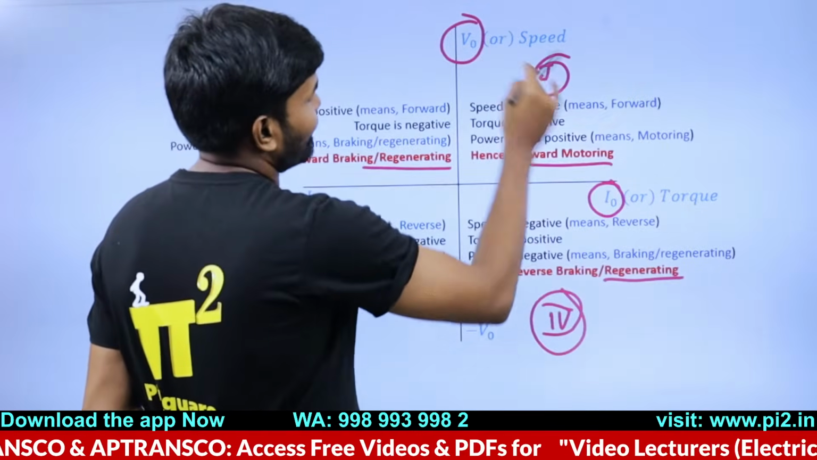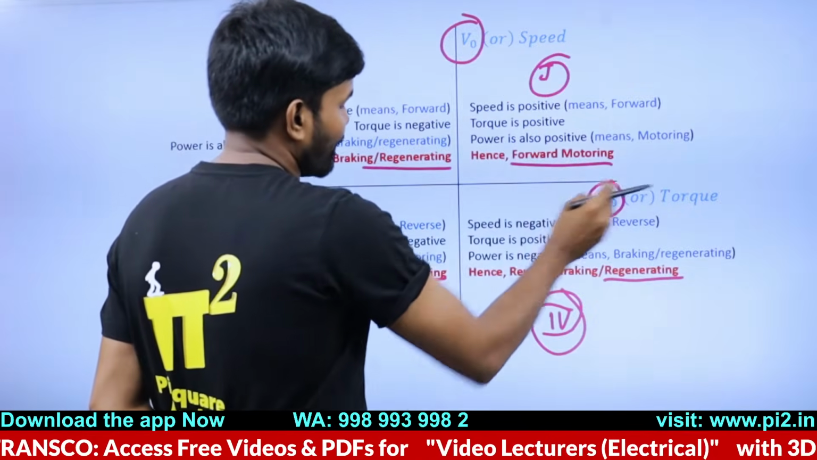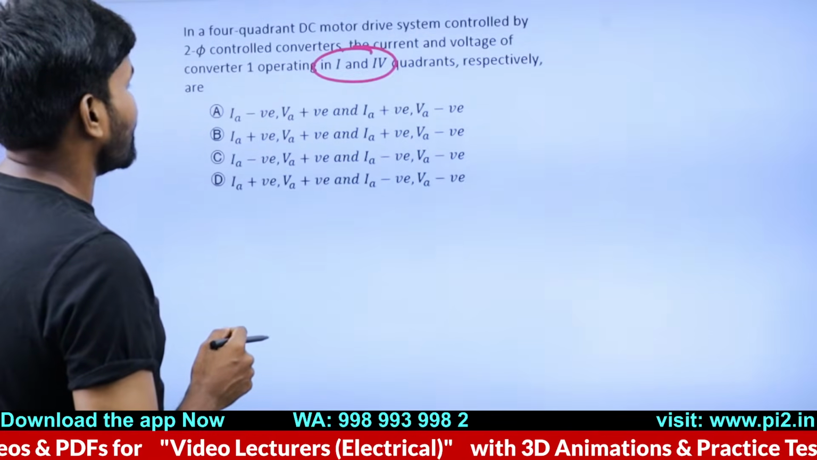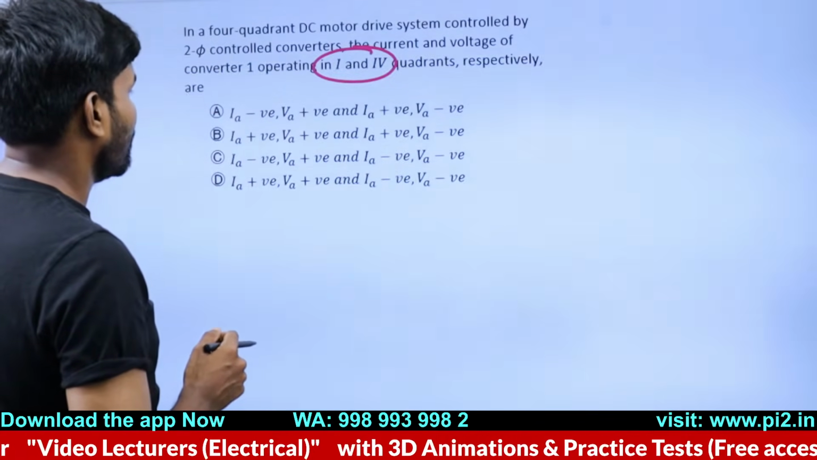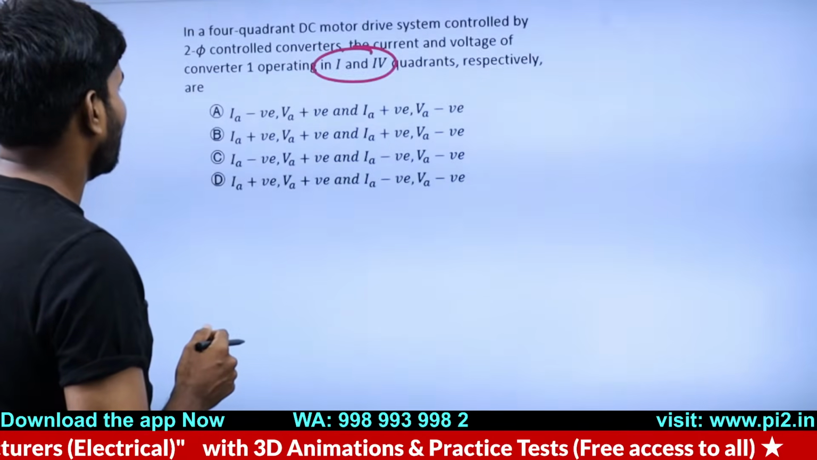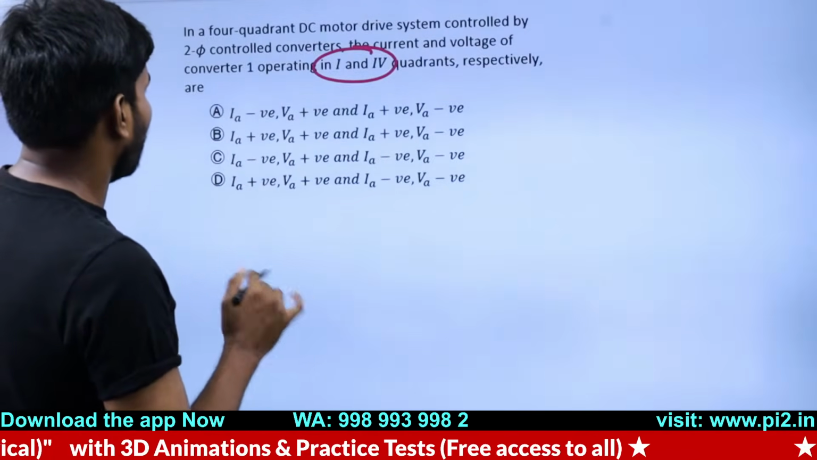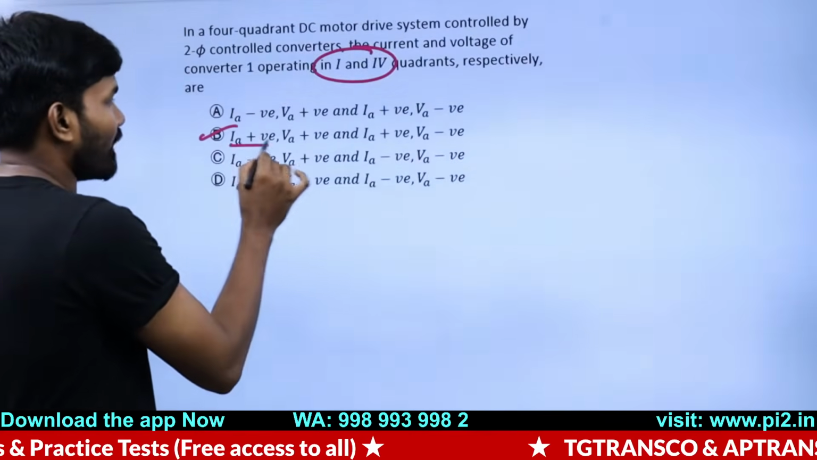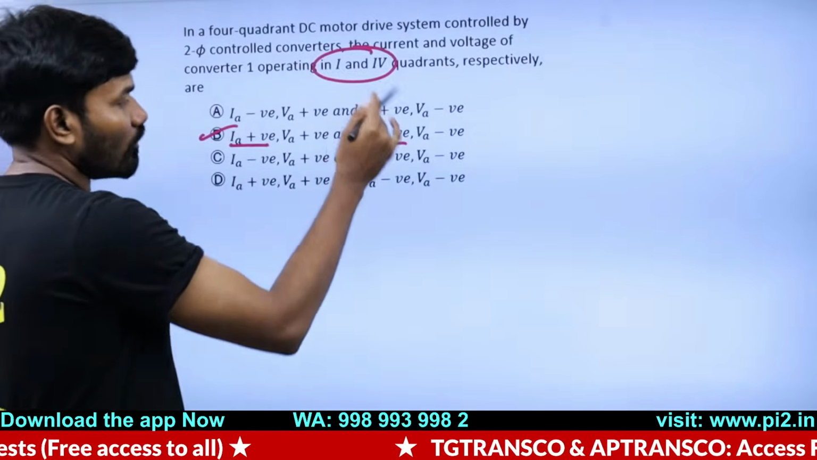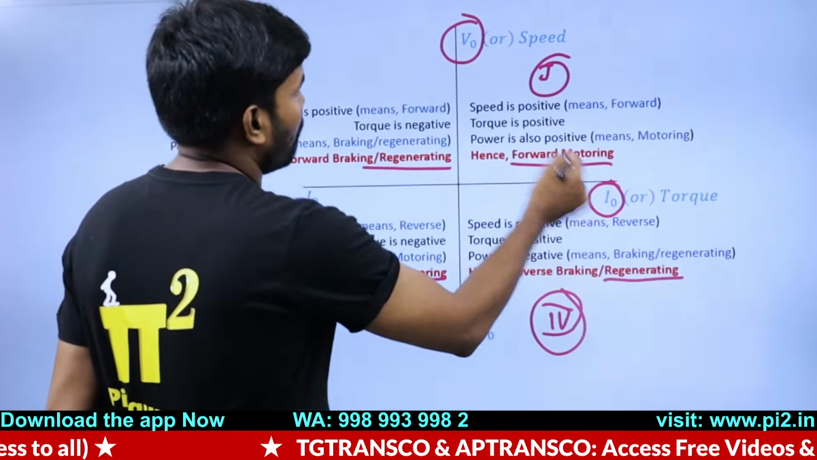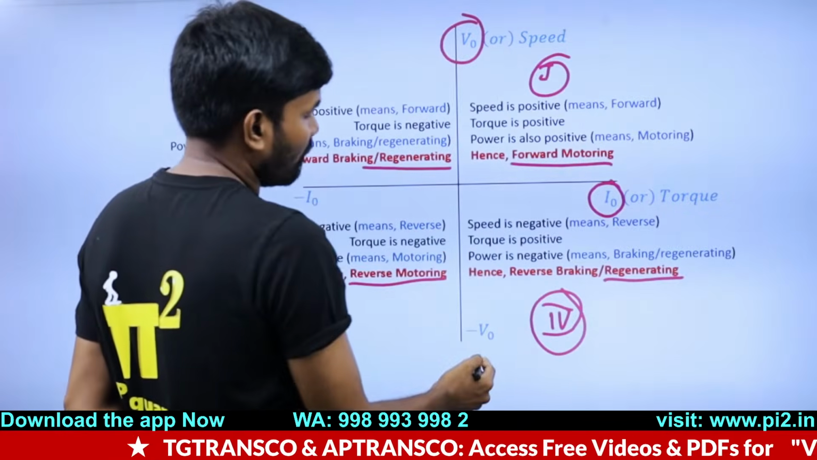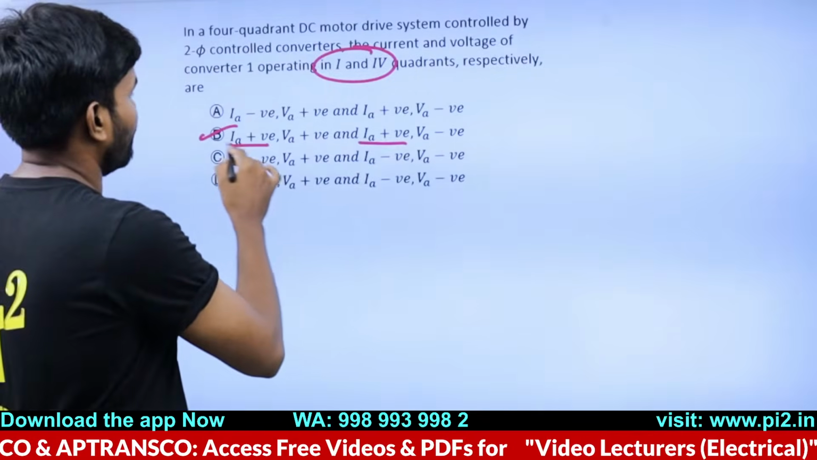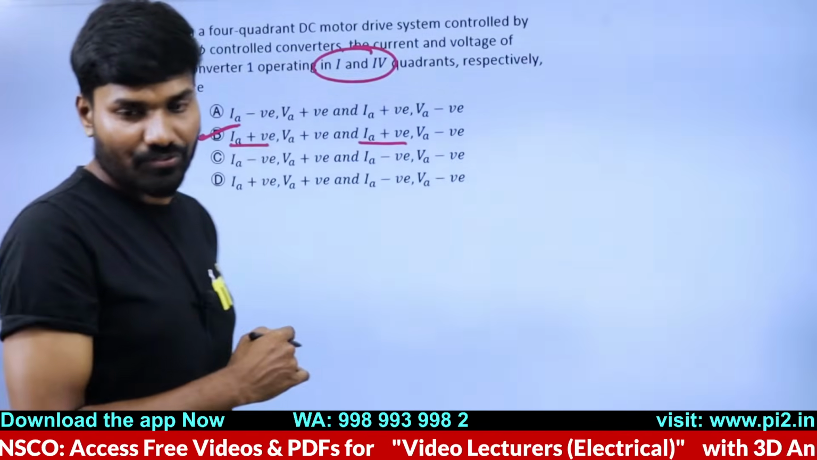In the first quadrant both voltage and current are positive. Here, current is positive, voltage is negative. Which option is matching that? Current is always positive, voltage is positive here and voltage is negative here. See, in both cases, first and fourth quadrant, I0 is constant, V0 positive, V0 negative. Option B is a perfect match for this.